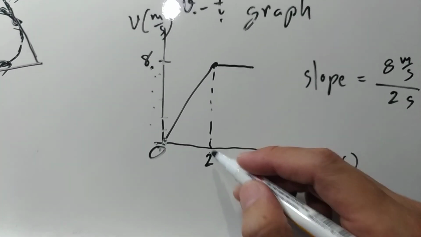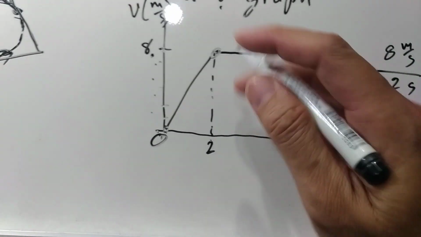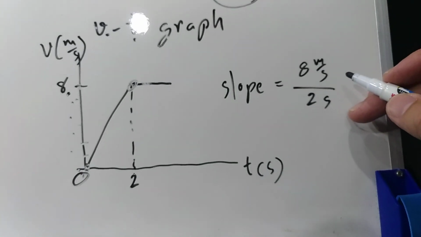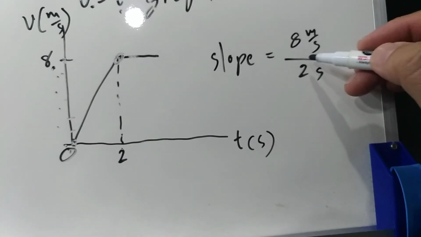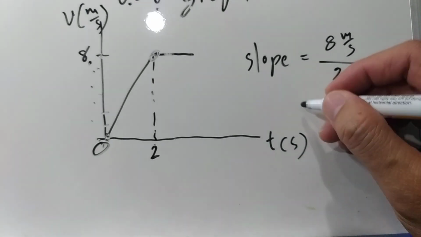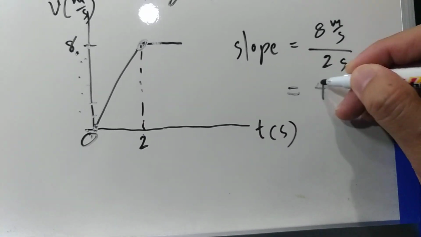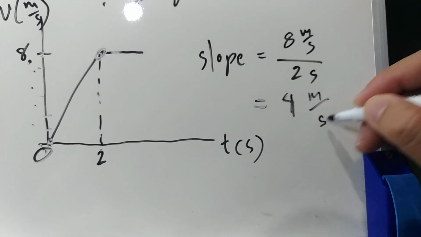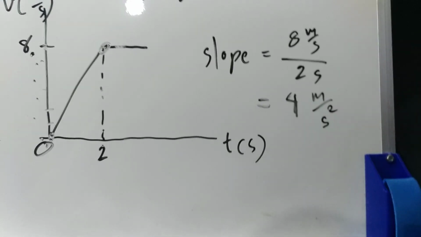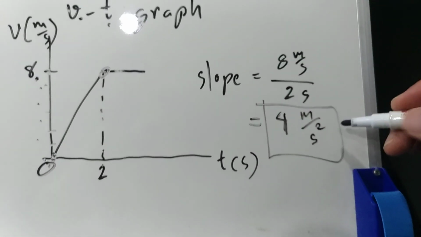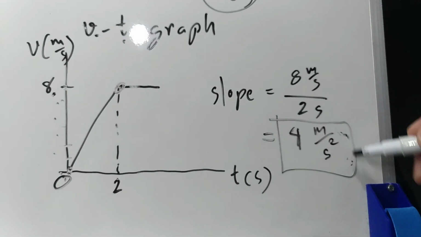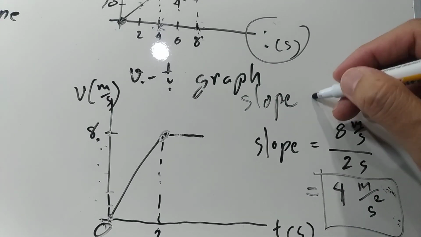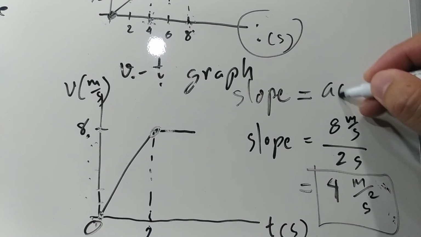Okay? And the slope is the same thing. So rise over run. So the rise is 8. The run is 2. So 8 over 2. 8 what? 8 meter per second divided by 2 what? 2 seconds. So 8 divided by 2 is 4. Meter per second divided by second is meter per second squared. Meter per second squared is acceleration. Remember that. Okay, so the slope of the VT graph equals acceleration.